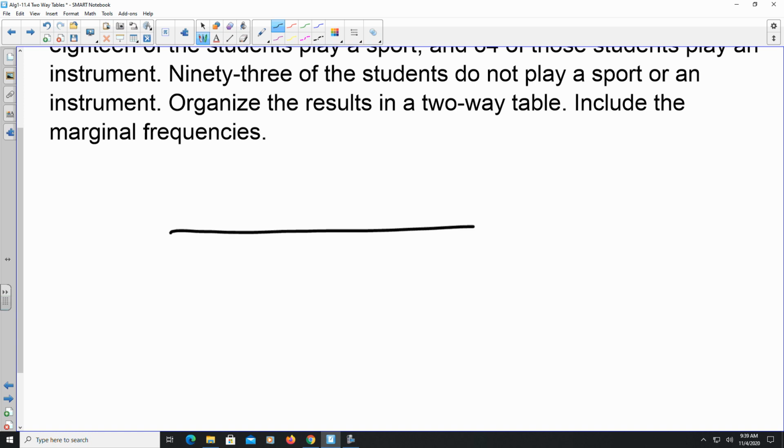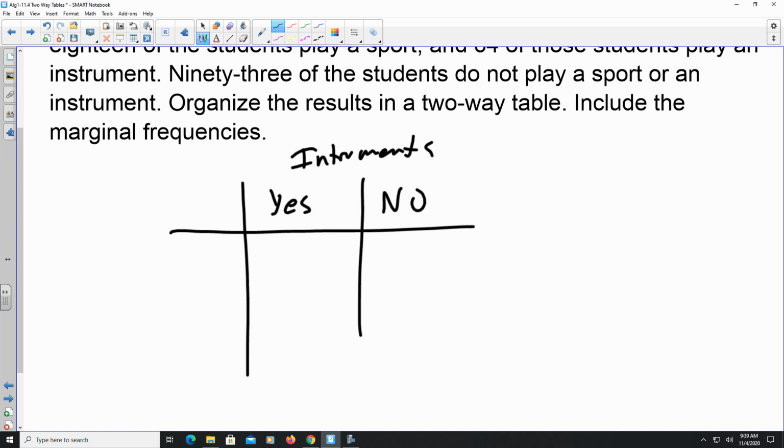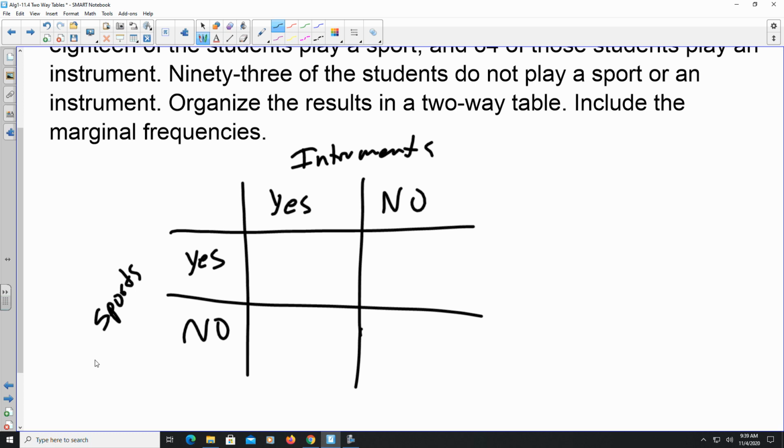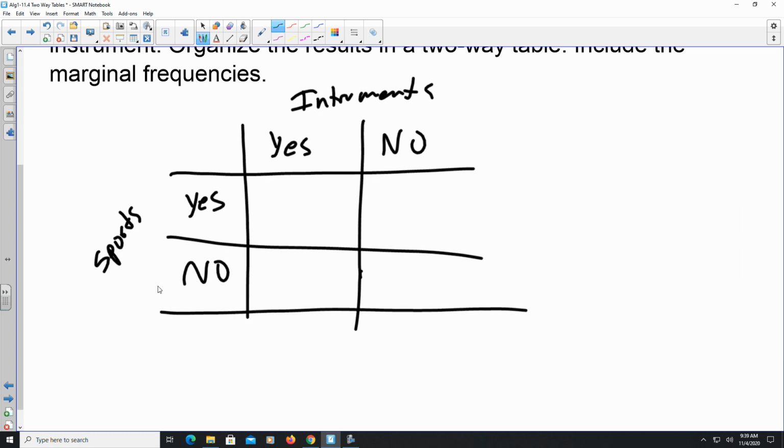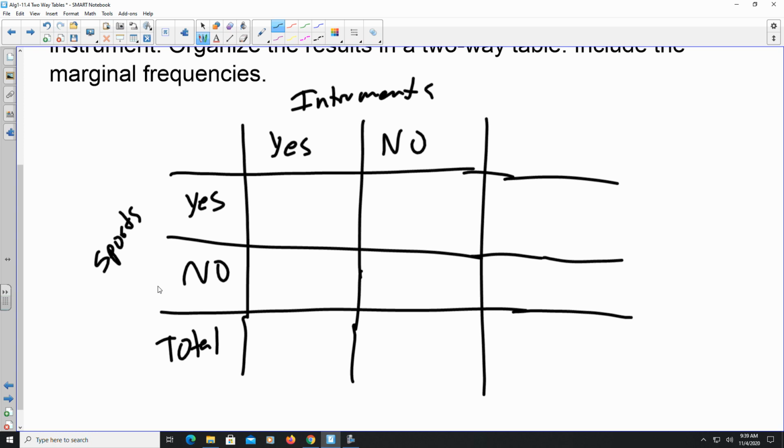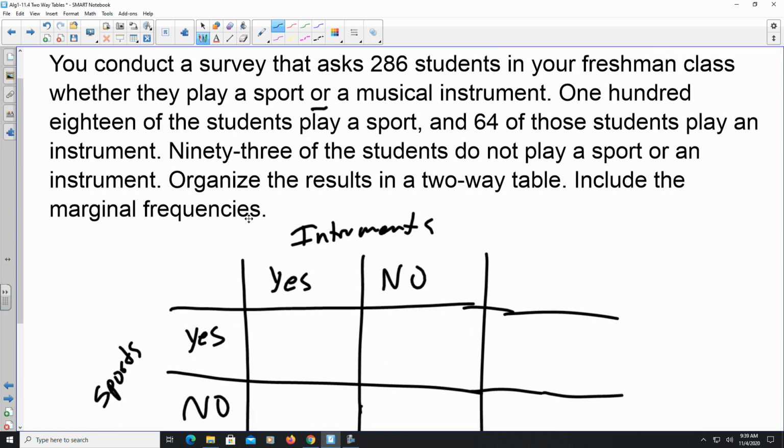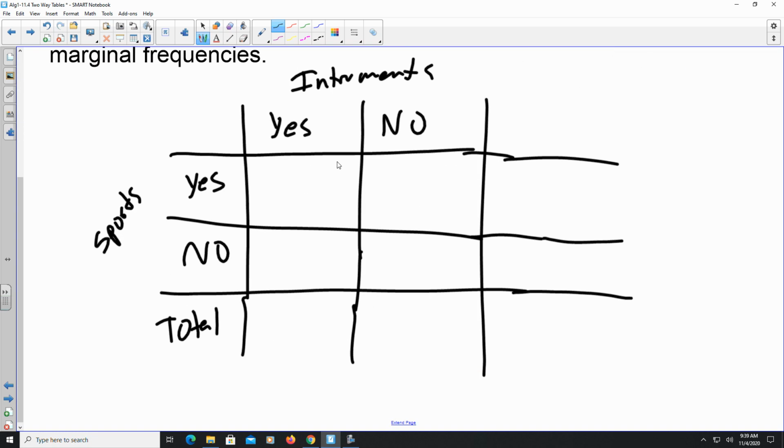So if I make my table here, this is talking about the instruments, and this is yes, this is no. This is talking about sports, this is yes, this is no, and then talking about the marginal frequency, so we're going to talk about the totals. We have totals here. So we had 286 students in the survey, so we know that 286 is going to be located right there.